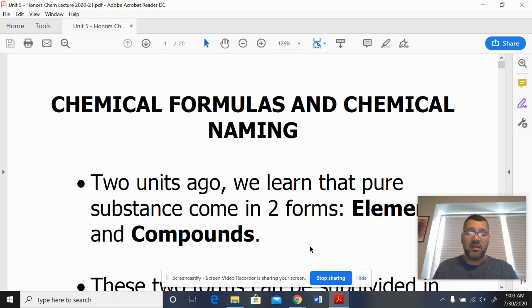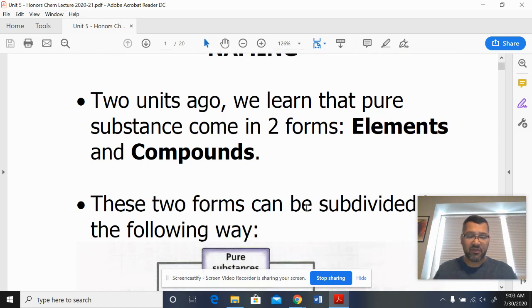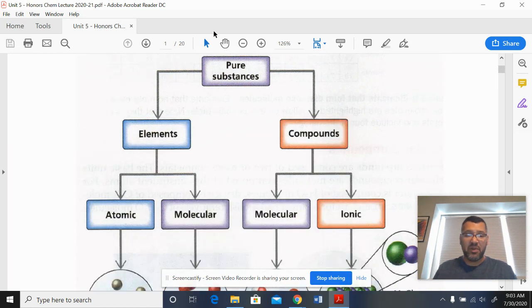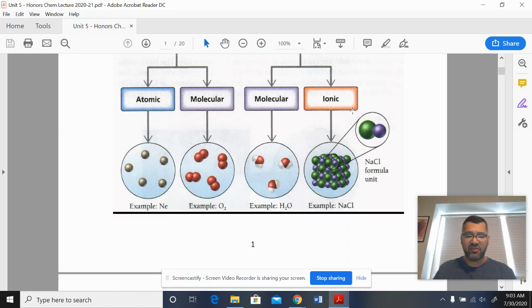Two units ago, we learned that pure substances come in two forms: elements and compounds. A way of looking at the whole picture of pure substances is how it's broken down into these elements and compounds. Elements can actually come in two varieties. One type is an atomic element, and I'll define that in a minute. The other type is a molecular element. So let's look at that side of this chart first.